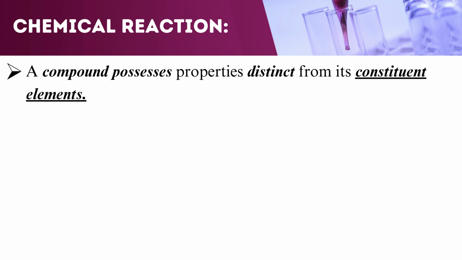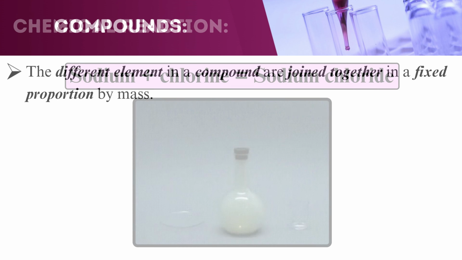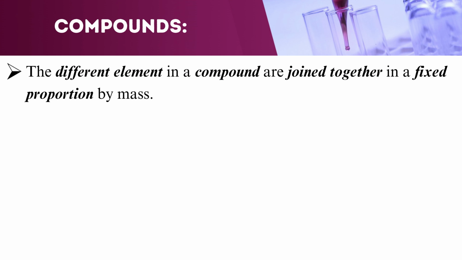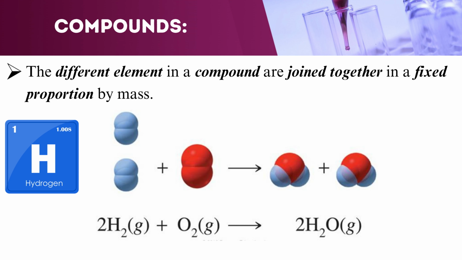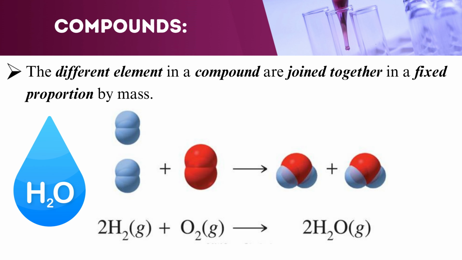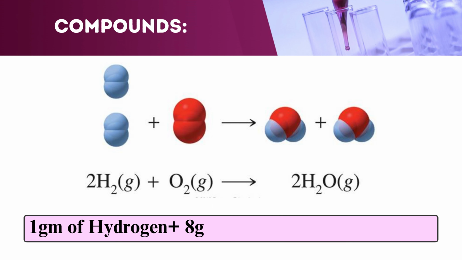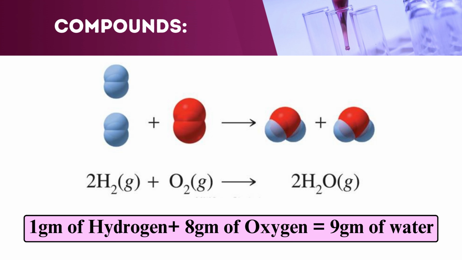A compound possesses properties distinct from its constituent elements. Sodium plus chlorine goes to make sodium chloride. Different elements in a compound are joined together in a fixed proportion by mass. Hydrogen and oxygen combine to form H2O. This equation is very much balanced. 1 gram of hydrogen reacts with 8 grams of oxygen to produce 9 grams of water.